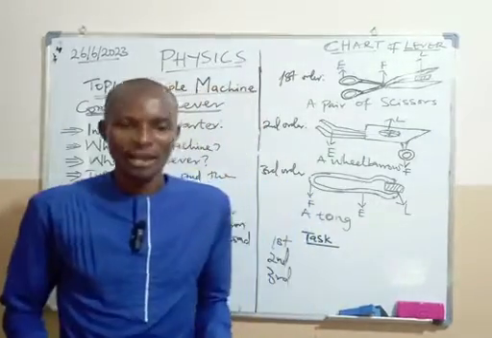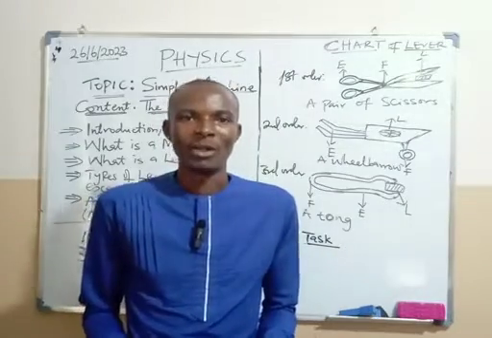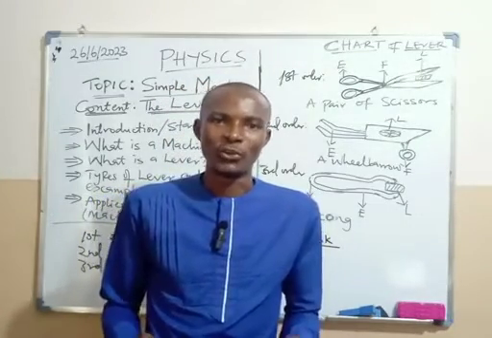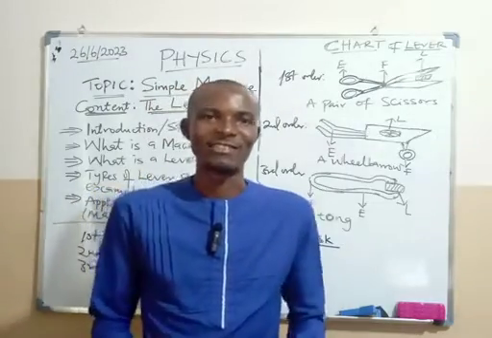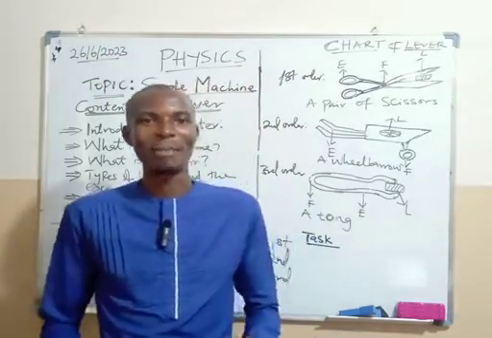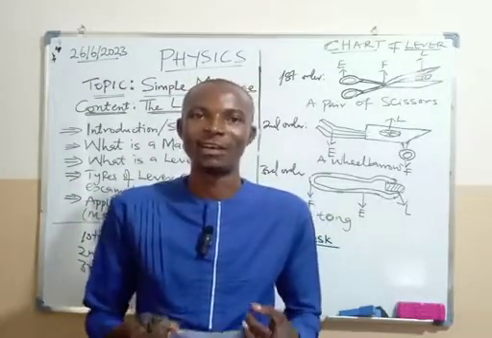Now, having learned about work, energy, and power, recall that we said that energy is the ability to do work. And work is said to be done when force is applied and distance is moved in the direction of the force, while power is the rate at which energy is used or work is done.